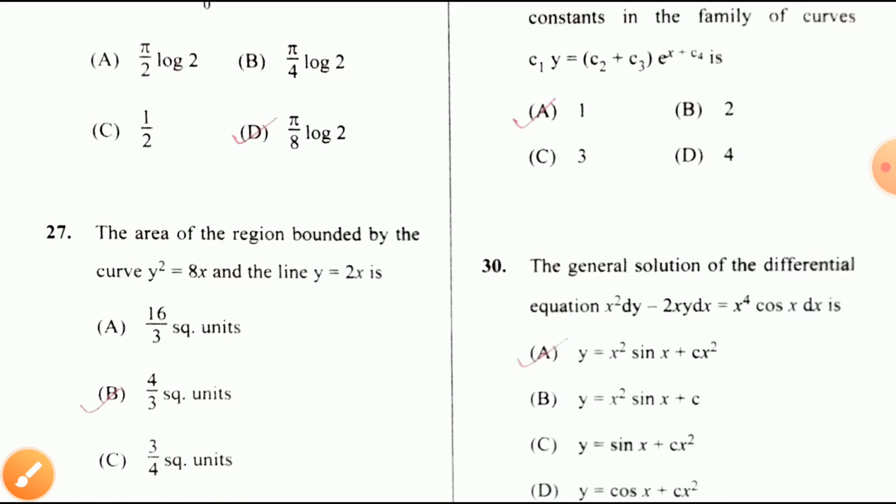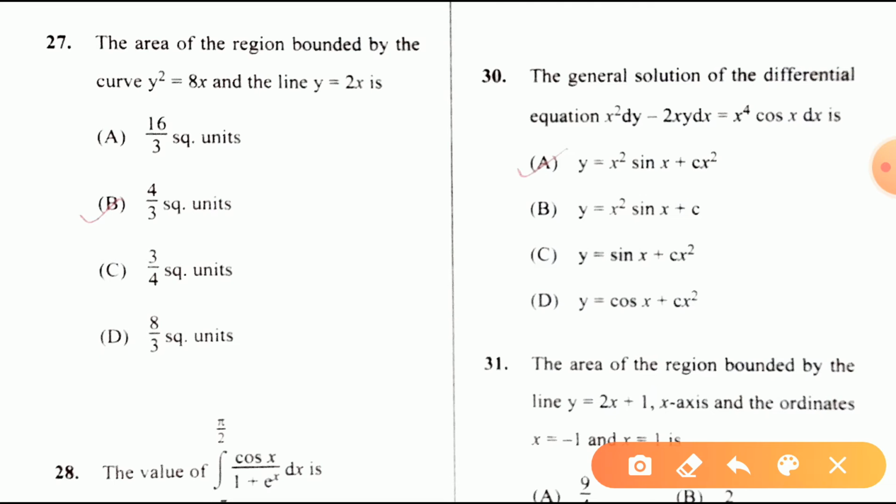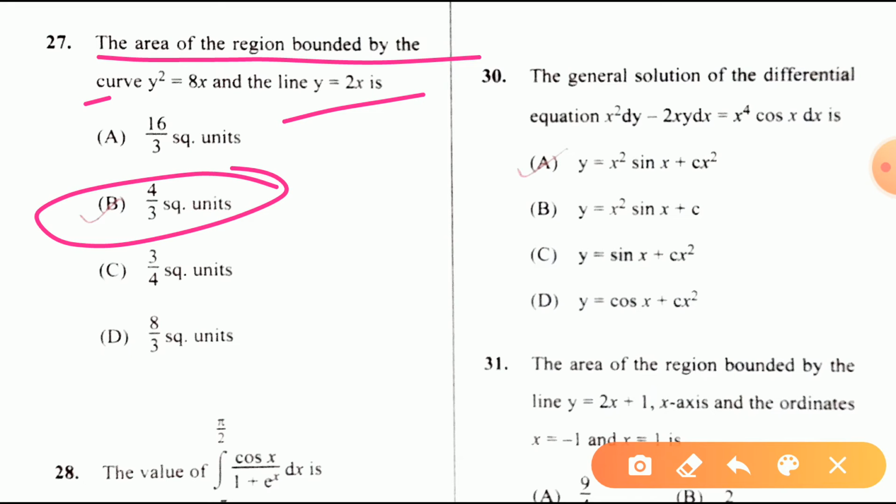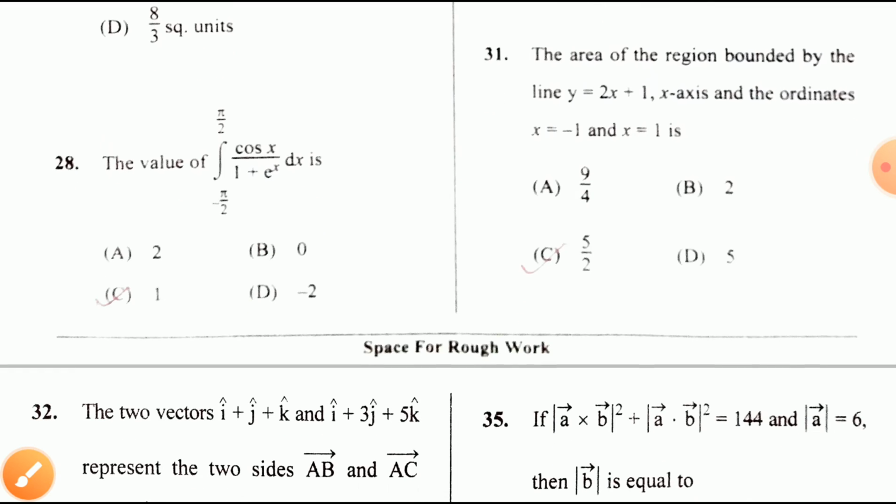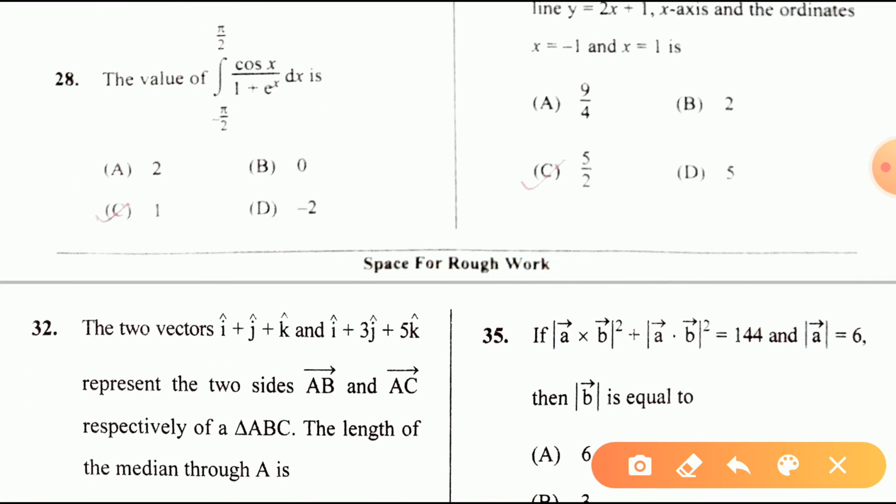Next, question number 27. If the area bounded by the curve y square is equal to 8x and the line y is equal to 2 is 4 by 3 square units. Okay. Next, question number 28.